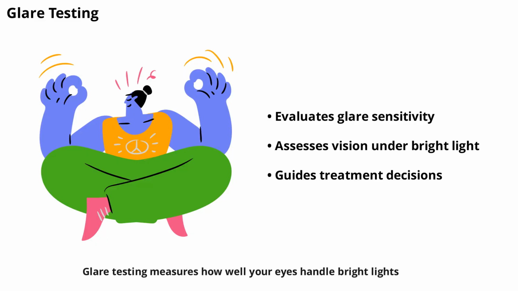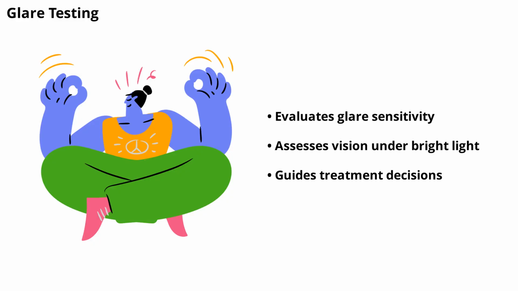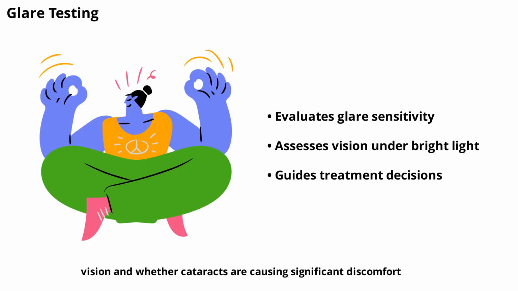Glare testing measures how well your eyes handle bright lights, which is often a problem for people with cataracts. During this test, you may be asked to read letters or identify objects while exposed to a bright light source. The results indicate how much glare affects your vision and whether cataracts are causing significant discomfort. Glare testing is particularly important for people who drive at night or work in environments with strong lighting, as it helps guide treatment decisions.